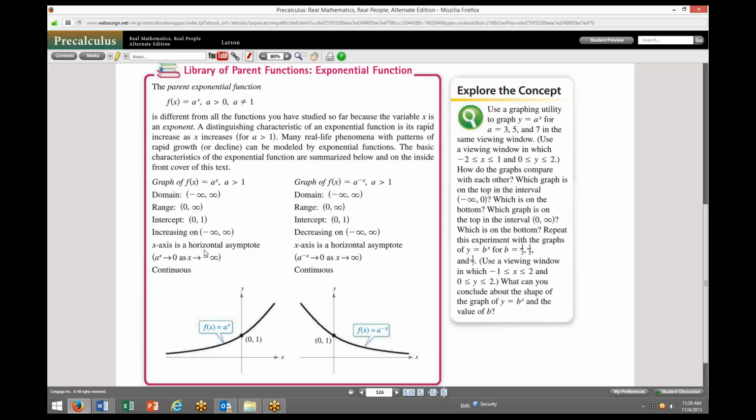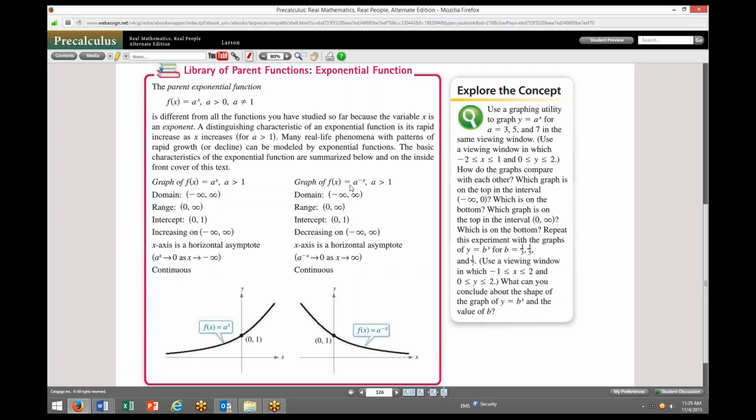It has the horizontal asymptote of the x-axis, that is y equals 0. And going to the left, a to the x approaches 0 as x approaches negative infinity. And yes, the graph is perfectly continuous.